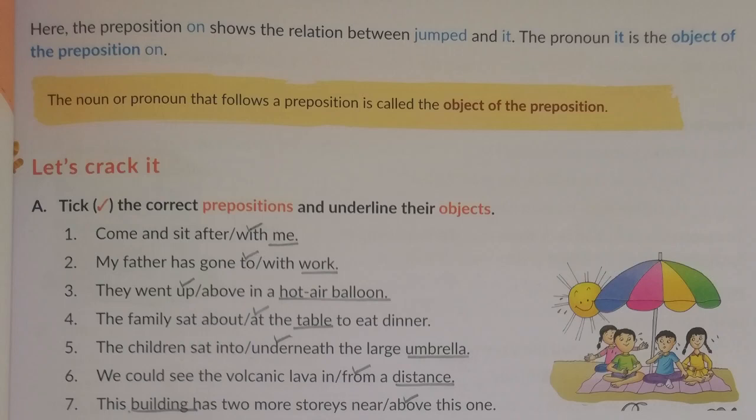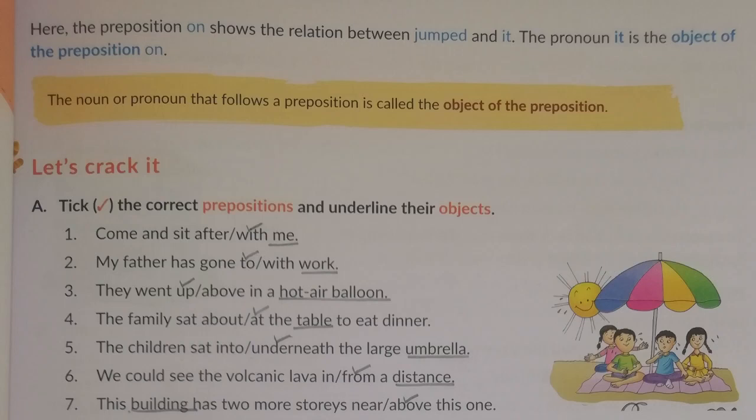You have to underline the object and tick the preposition according to the sentence, which will be the correct one here. And first, with will come as a preposition, and me is the object given here, and second is to, which is the preposition, and work is the object.